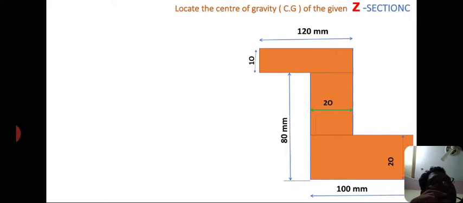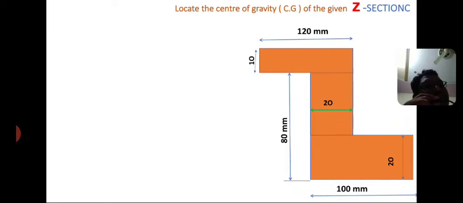This is the first model. Look at the centroid or center of gravity of the given Z section. The dimensions are given here. This is the bottom rectangle having 100 mm length and height 20 mm, and the height of the section from here to here is 80 mm, and the length of the top rectangle is 120 mm, and depth 10 mm.